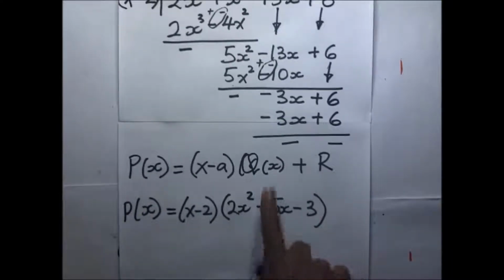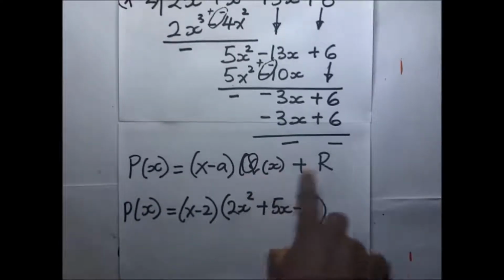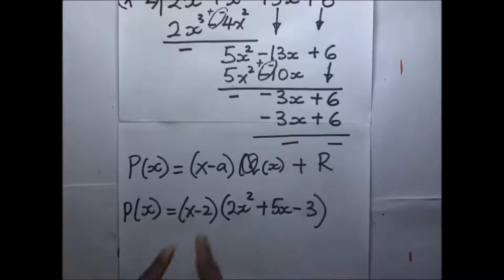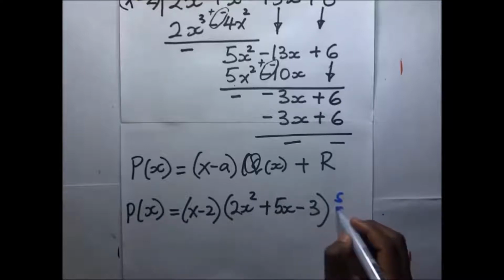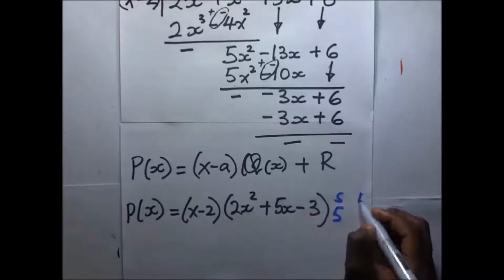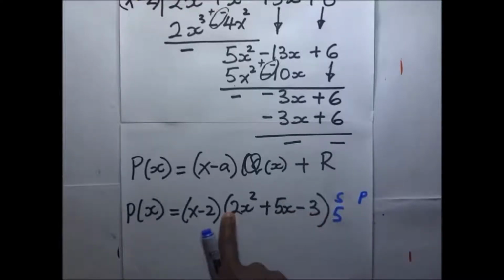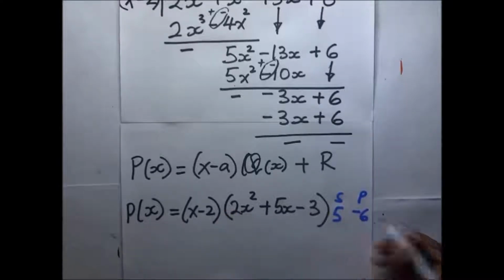Now the remainder is 0 plus r. Our r is 0 because these are factors, so even if we don't include it. So to get other factors, we simply need to factorize this quadratic equation. So factorizing that quadratic equation, it means that we're supposed to get two numbers. One of those numbers giving us a sum of positive 5, and the other number is giving us a product of negative 3 times 2, which is going to give us negative 6.